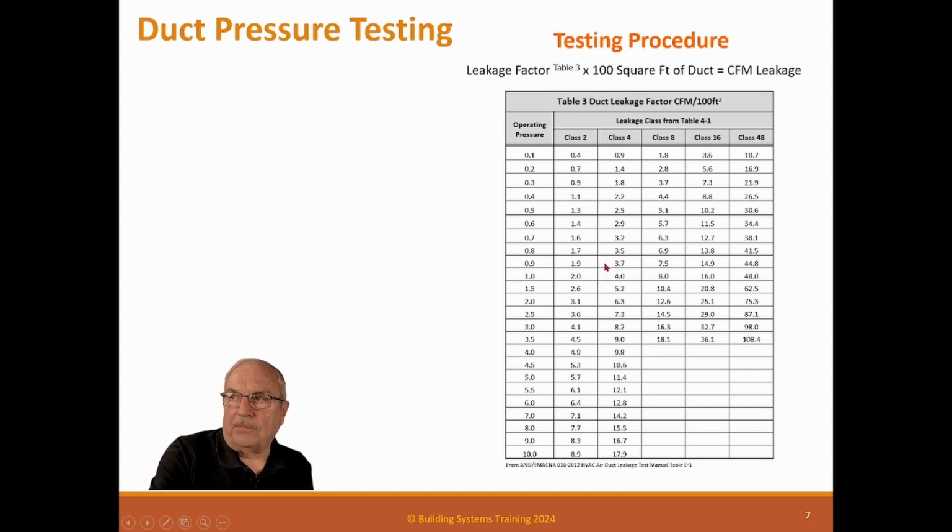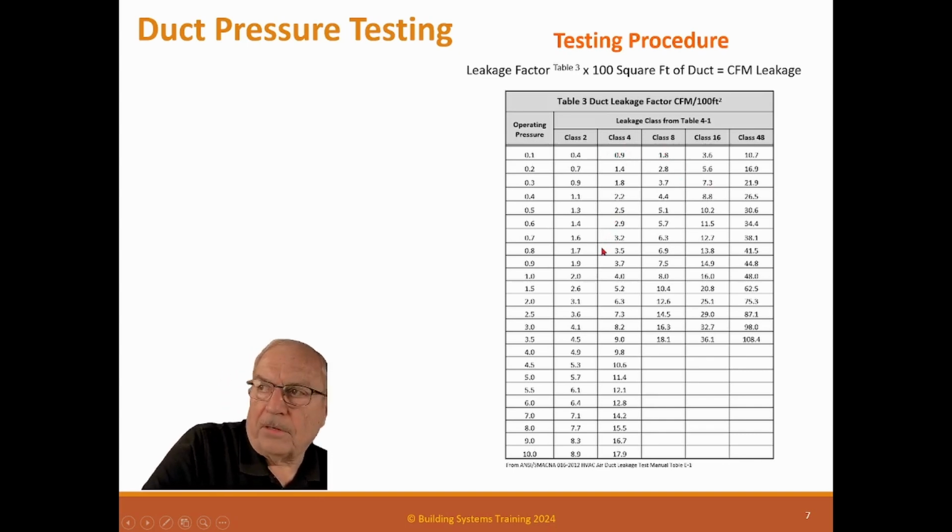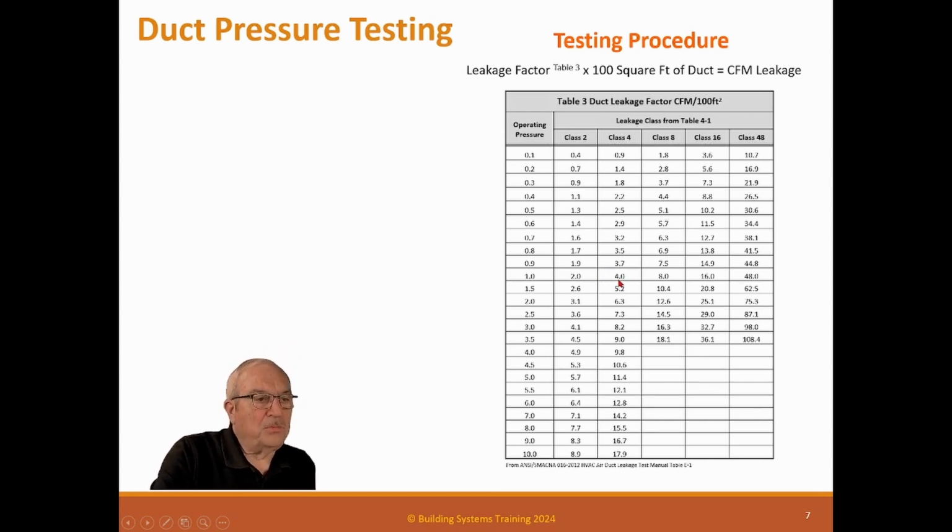Now this is a table. This is a cheater table, which tells you, if you have a test pressure down here and your leakage class up here, so let's say you have leakage class 4 and you're going to test at 1 inch. If you're class 4 at 1 inch, then the factor is 4.0. That means you will leak 4 CFM per 100 square feet of duct with this class and that pressure. So that's a leakage class. That's how you determine how much you're leaking.